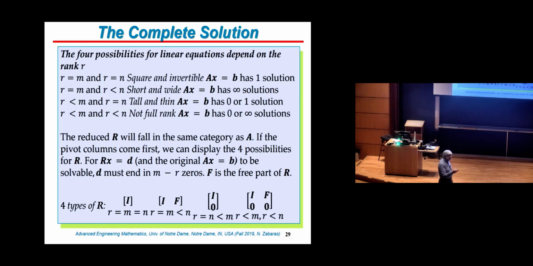So this problem has how many solutions? 1. So this matrix is invertible, x equals A minus 1 b. The matrix is invertible.